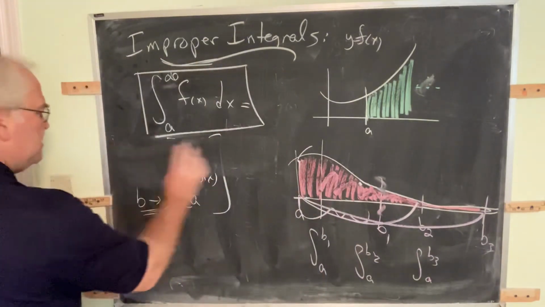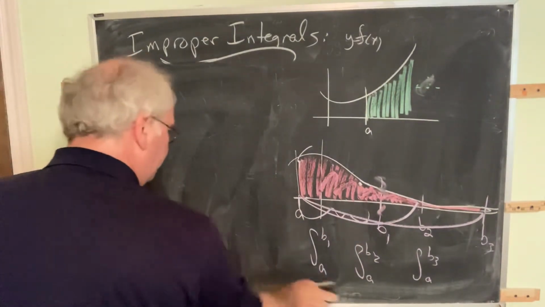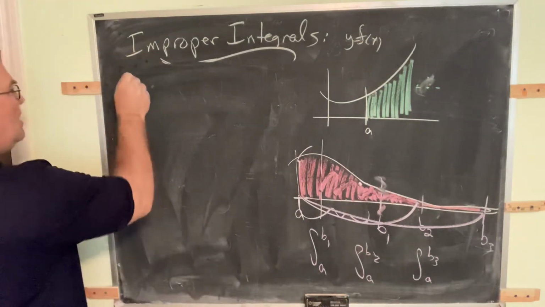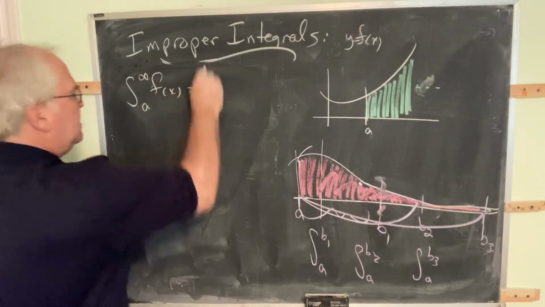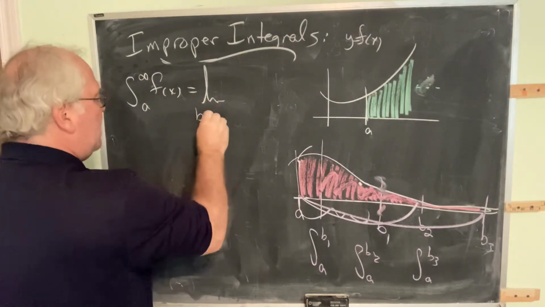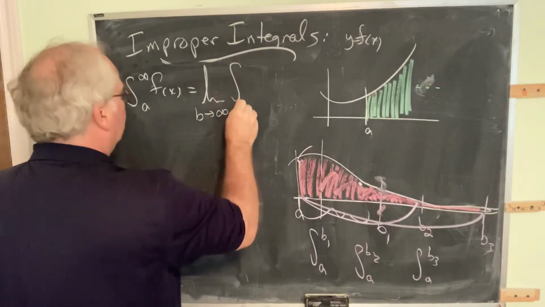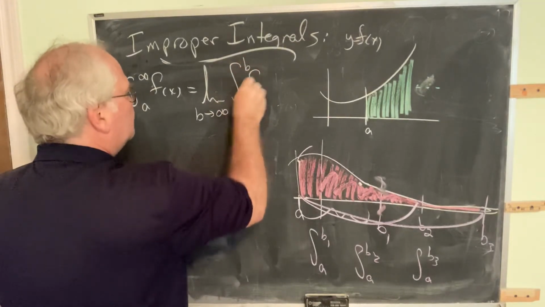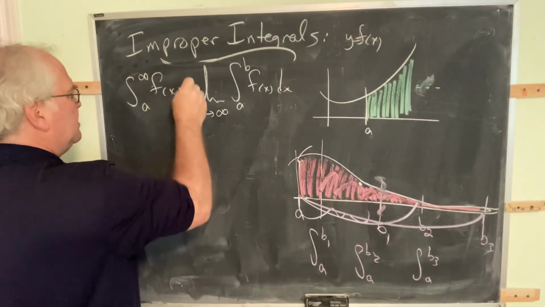Now, before we leave this bit, I want to talk about the other potential scenarios. We've talked about this. This is the limit as b, the upper limit of integration, goes to infinity, of the integral from a to b. I need a dx in here. My differentials are missing.